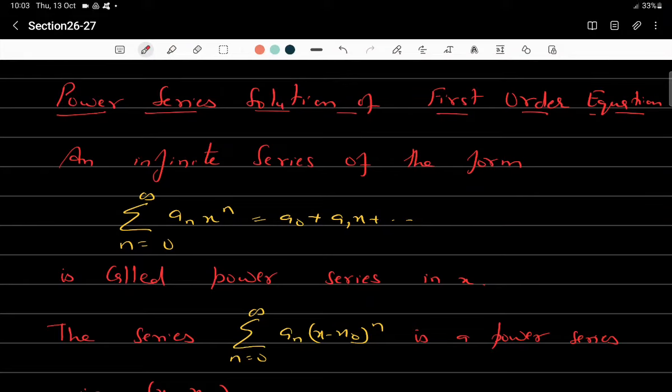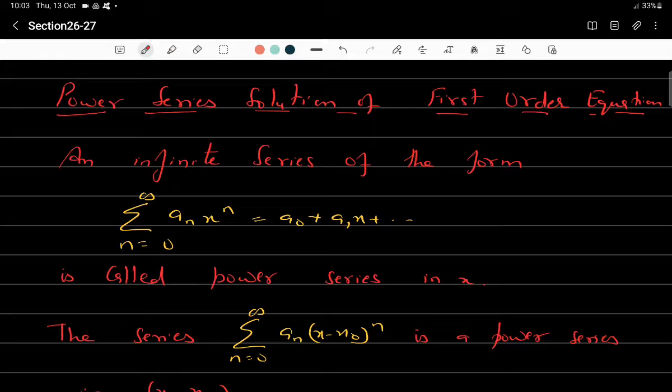Good morning, everyone. Today we are going to start a new chapter where we are going to see the power series solutions of a given first order or second order differential equation. The idea here is that for a given differential equation, we may not be able to solve it using the existing methods. In that case, we may need to find the power series solution.